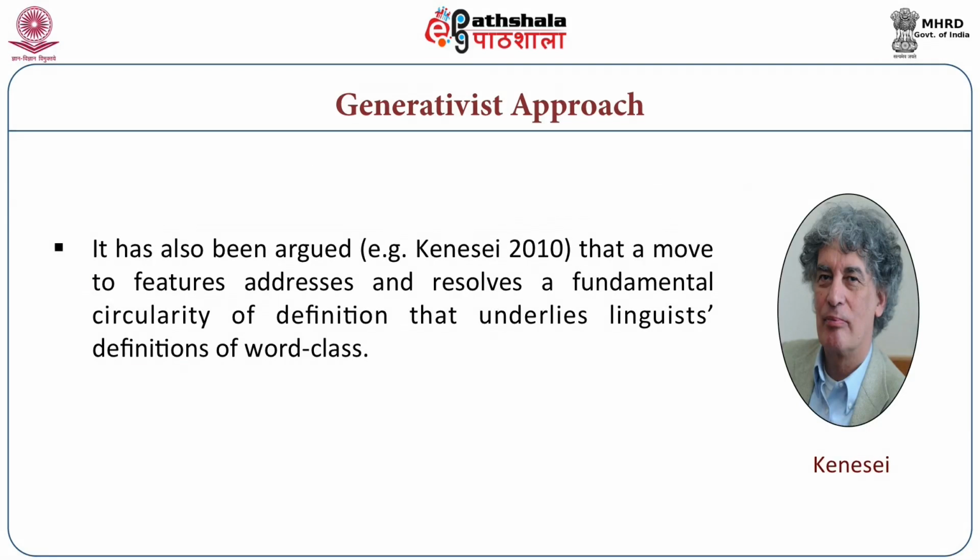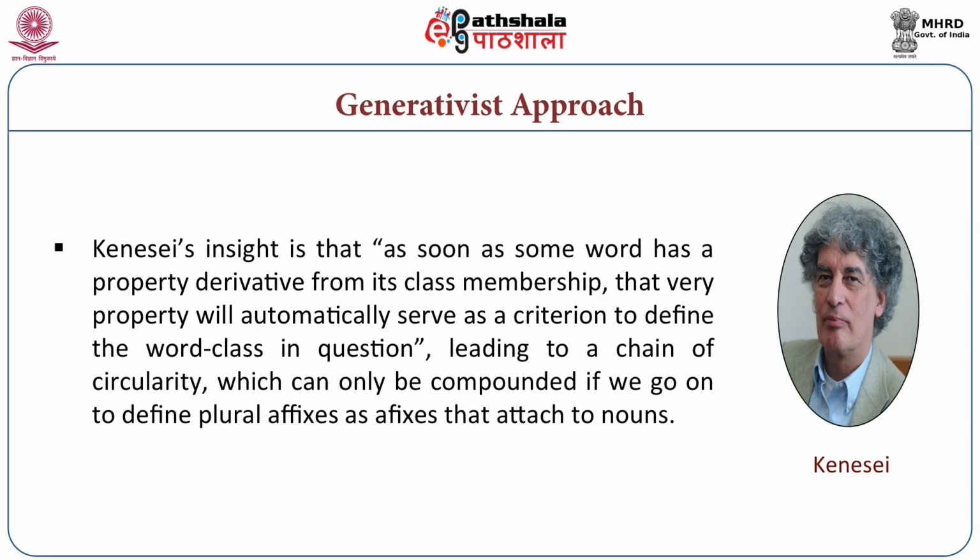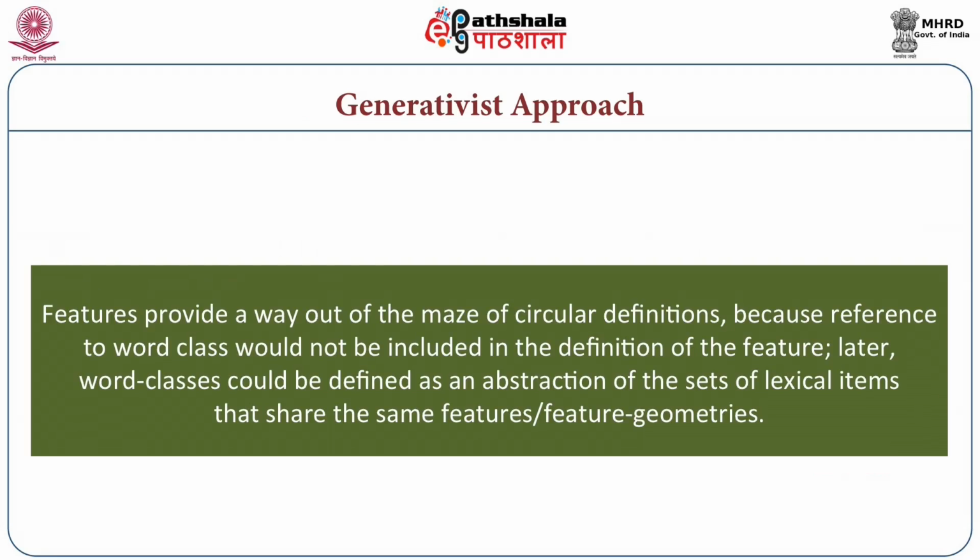Kanishi 2010 argues that a move to describing grammatical categories as features, and the use of features more generally, resolves the fundamental circularity that underlies definitions of word class. Kanishi's insight is that as soon as some word has a property derivative from its class membership, then the fact that that very property will automatically serve as a criterion to define the word class in question is circular. It's a chain of circularity which can only be compounded if we go on to define affixes as affixes that attach to nouns. Features provide a way out of circular definitions, because they involve no reference to word class in the definition of the feature.